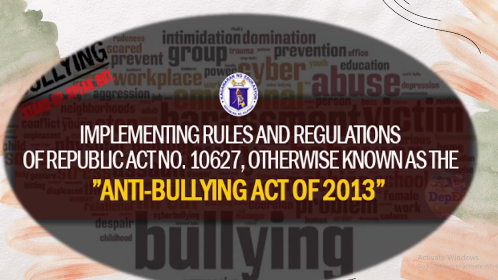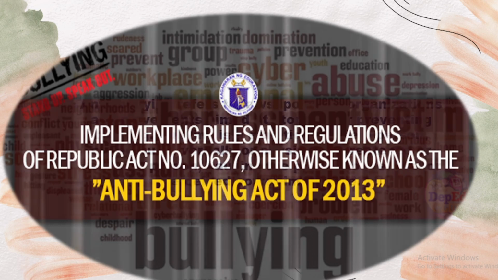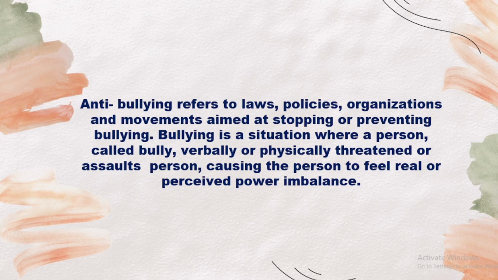Implementation Rules and Regulations of Republic Act Number 10627, otherwise known as the Anti-Bullying Act of 2013. Anti-bullying refers to laws, policies, organizations, and movements aimed at stopping or preventing bullying. Bullying is a situation where a person, called a bully, verbally or physically threatens or assaults a person, causing the person to feel a real or perceived power imbalance.